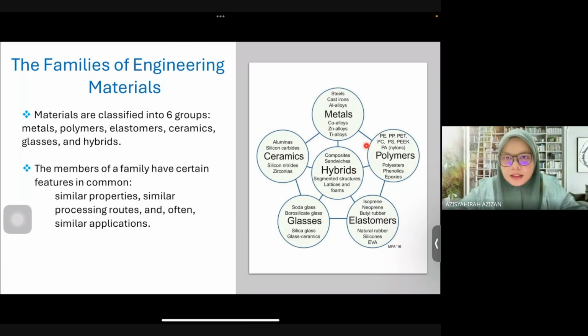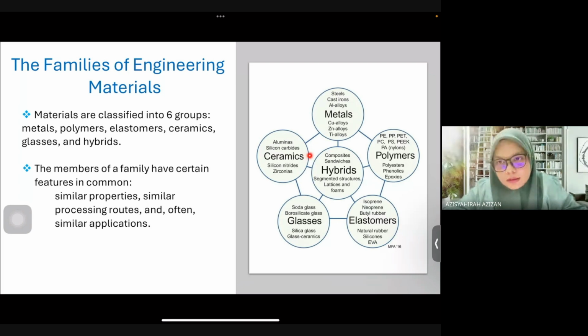So each family has certain features in common. Okay, for example, like how they are processed and how they will be used. For example, metals. Okay, we know metals. Metals are strong. Metals can conduct electricity, while ceramics are heat resistant. Ceramics are hard, but remember, ceramics are brittle.